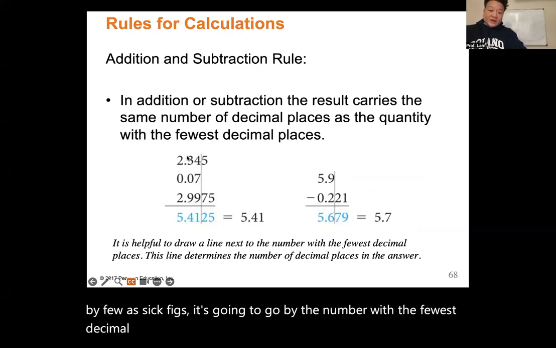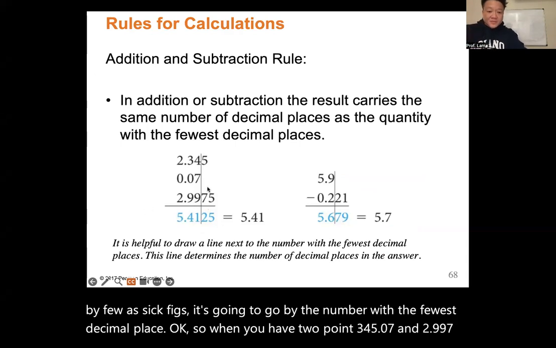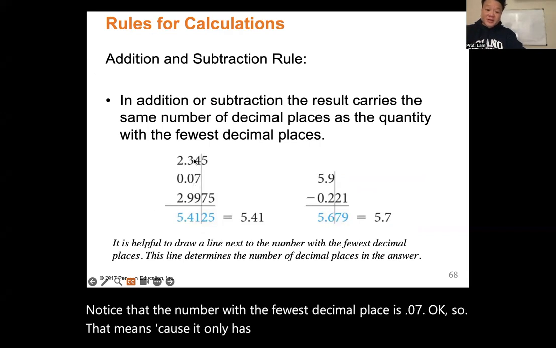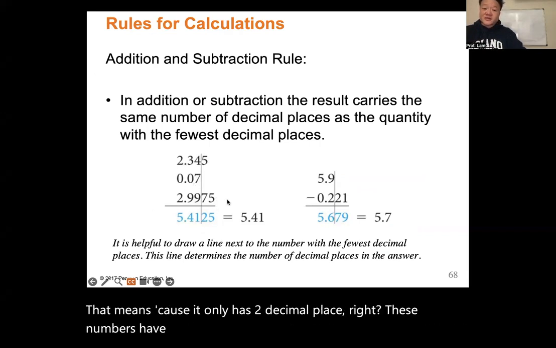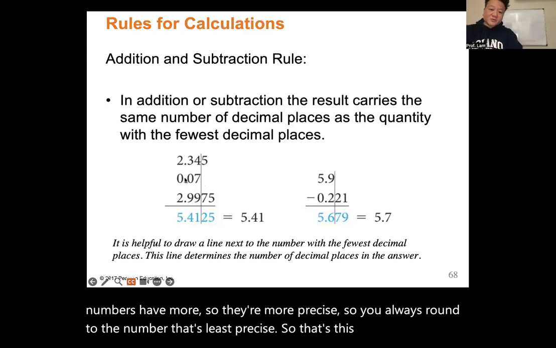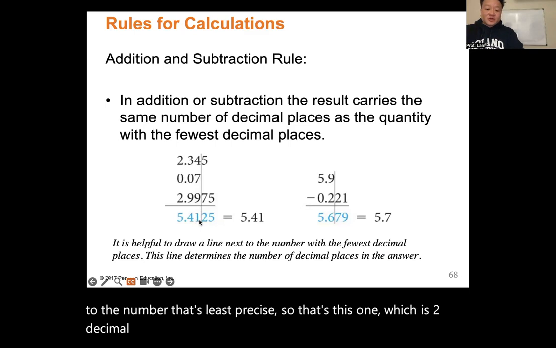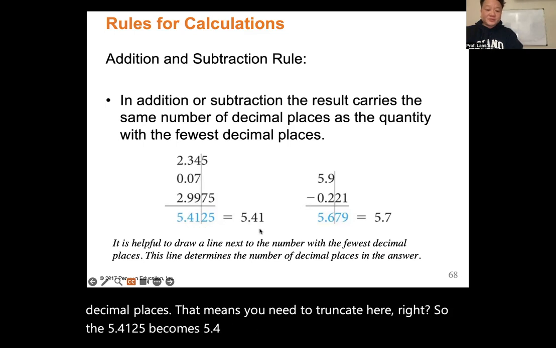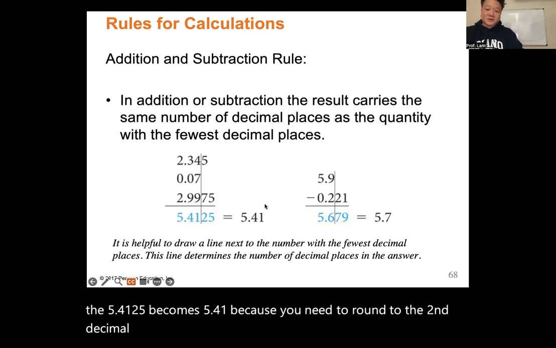Okay, so when you have 2.345, 0.07, and 2.9975, okay, notice that the number with the fewest decimal places is 0.07. Okay, so that means because it only has 2 decimal places, right? These numbers have more, so they're more precise. So you always round to the number that's least precise. So that's this one, which is 2 decimal places. That means you need to truncate here, right? So the 5.4125 becomes 5.41 because you need to round to the second decimal place, okay?